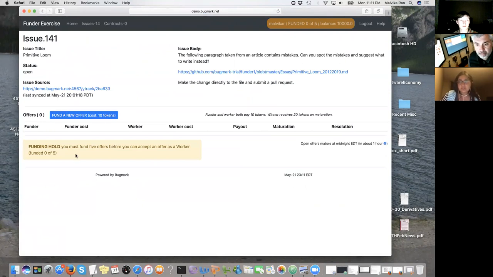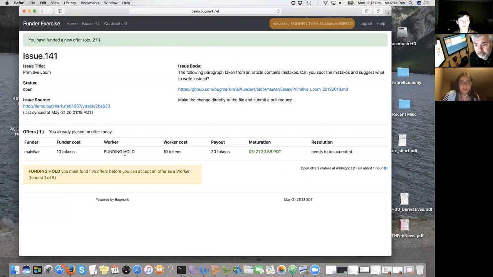So as you can see on this issue page, I have a blue button that lets me fund a new offer. And then down below, I have a funding hold. It tells me you must fund 5 offers before you can accept an offer as a worker. So I'll go ahead and fund this. And then we can see my username under funder, the funder cost, which was 10 tokens, and worker, there's a hold because I cannot also be a worker on the very same issue that I have funded. And then there's a worker cost, that's the payout, and maturation and resolution, it needs to be accepted.